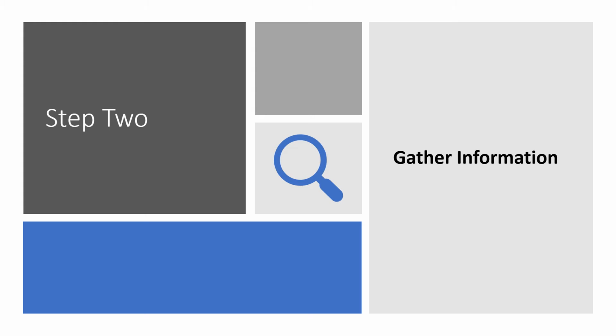Step 2 in the decision-making process is to gather information. In this step, you need to think about what information you need to help you make a decision. Ask yourself, how will I gather this information? For example, talking to people, reading about a particular topic. Those are ways to gather information about a particular subject.